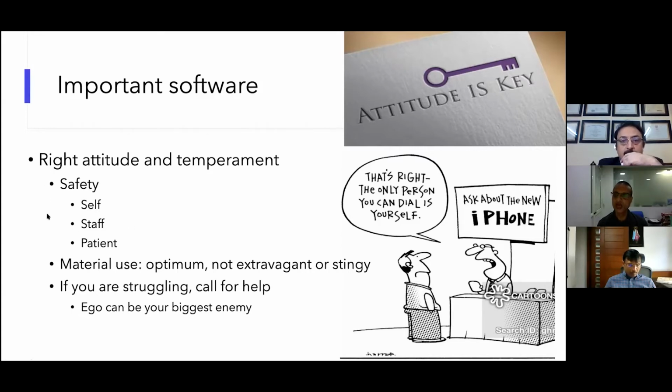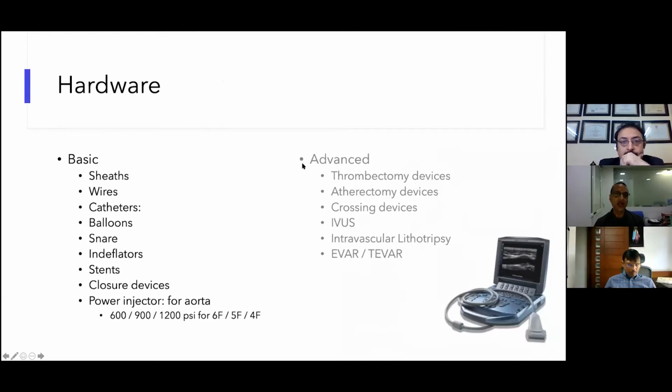So I'll deal with the basic hardware, starting from sheaths going on to the closure devices. There are some advanced devices like thrombectomy, atherectomy, crossing devices, and all these I will not be discussing. This is beyond the scope of this presentation.